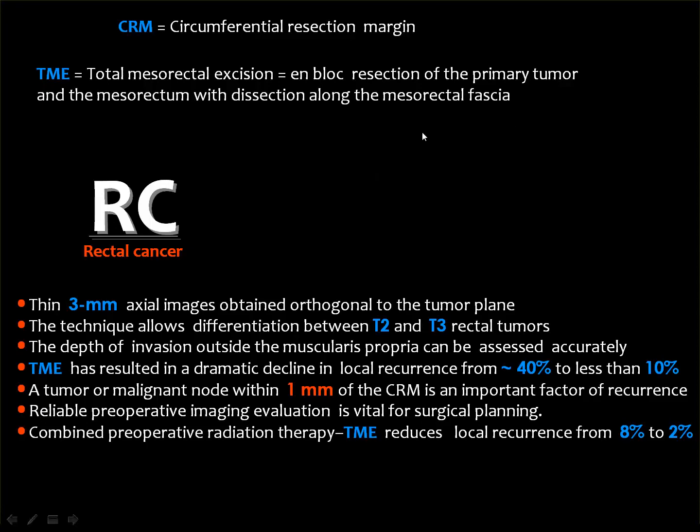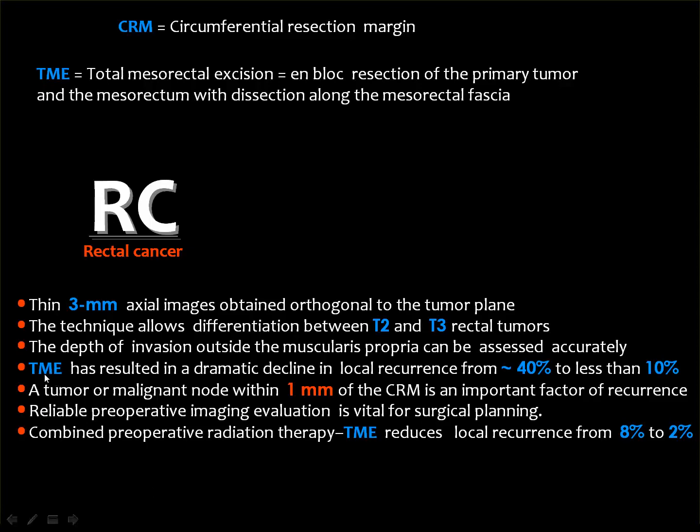Then in order to reach an accurate staging, we should have 3 millimeter axial images obtained perpendicular to the tumor plane. This technique will allow in many cases to differentiate between T3 and T2 rectal tumors. The depth of invasion outside the muscularis propria should be assessed very accurately.